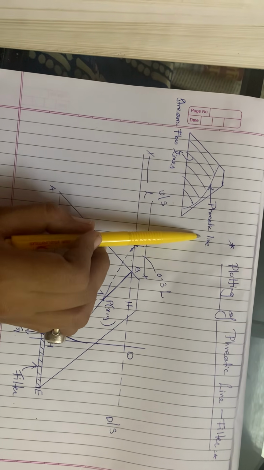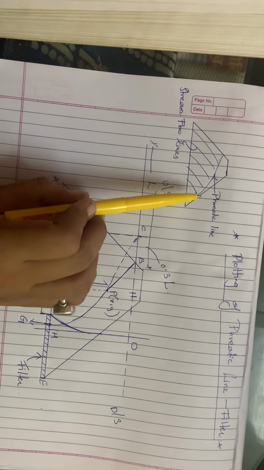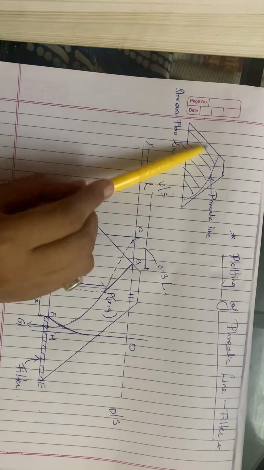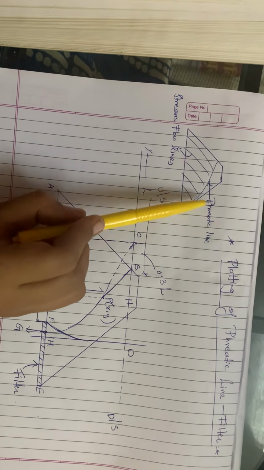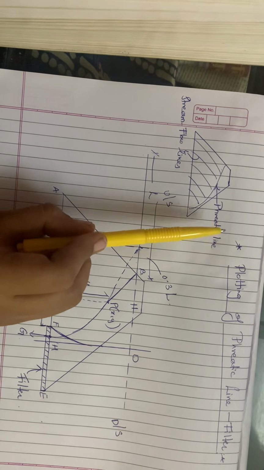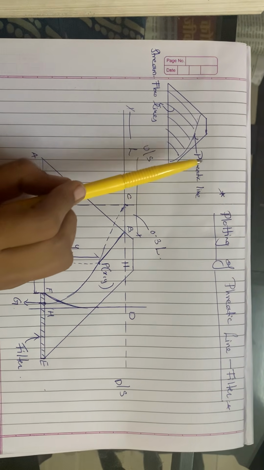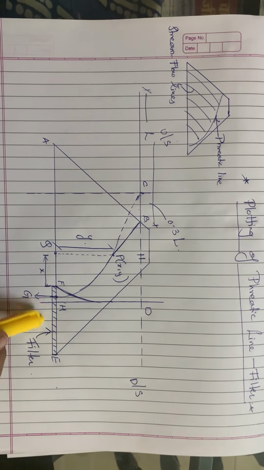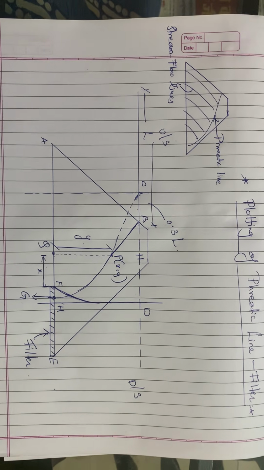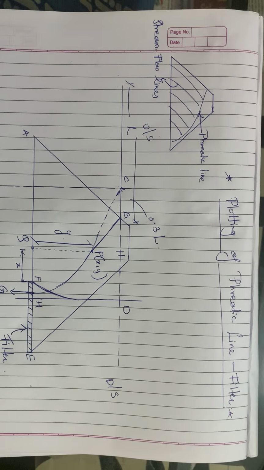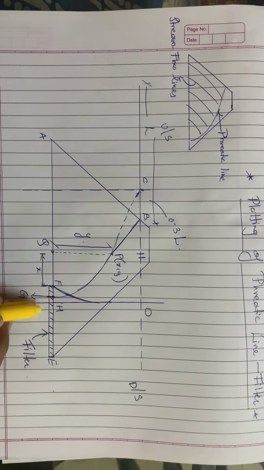That is another concept. Below this phreatic line, hydrostatic pressure is acting, and above this, atmospheric pressure is acting. Now we have to see how to plot this phreatic line for two types: a dam with a horizontal filter, and a dam with no filter. So this is a dam with a horizontal filter.